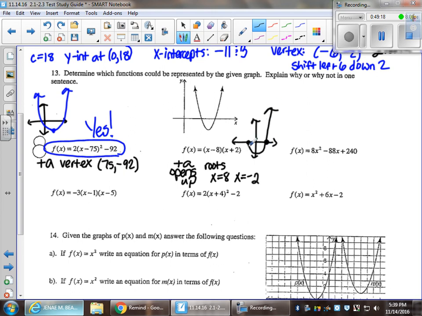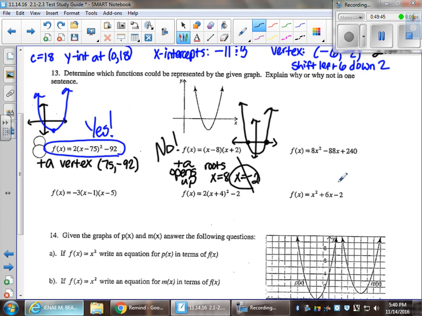Why? Because here, both x-intercepts are what? Positive. And here, one of them is negative. That can't be. I can't have a negative intercept. So this is a no. Second one is a no. Third one.